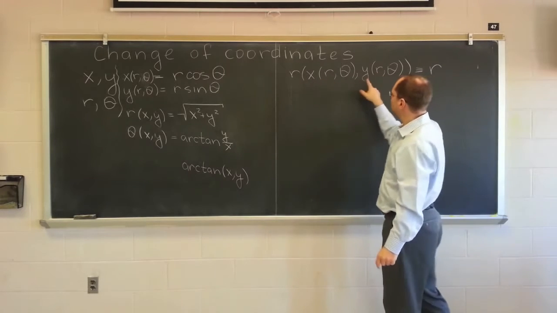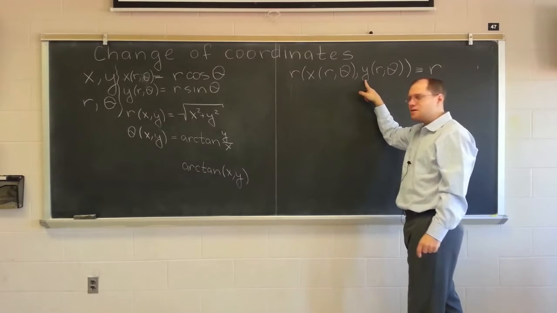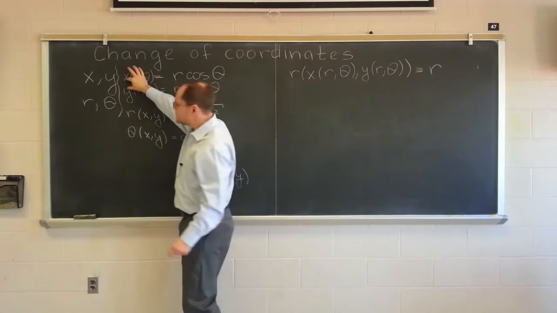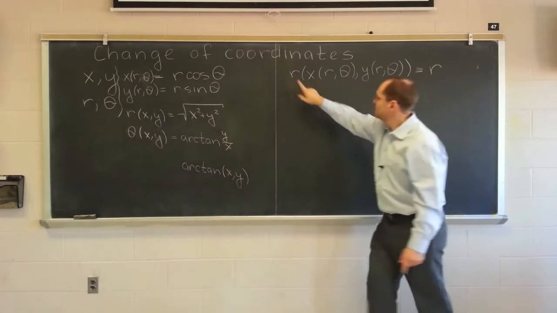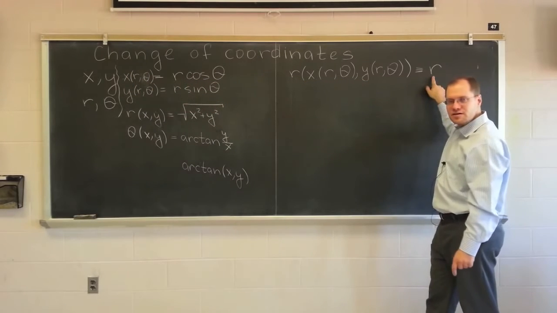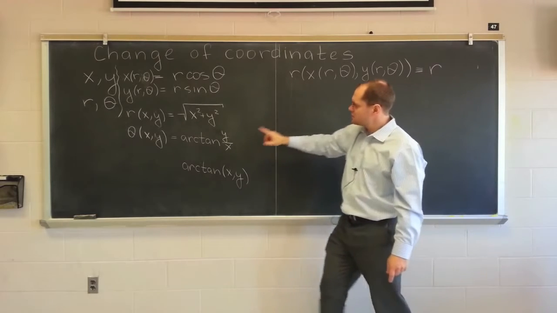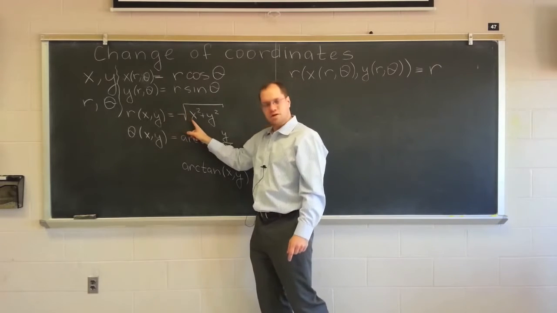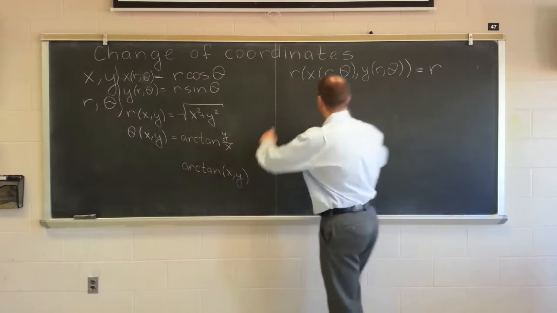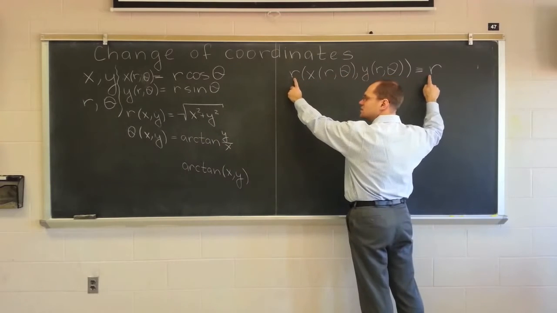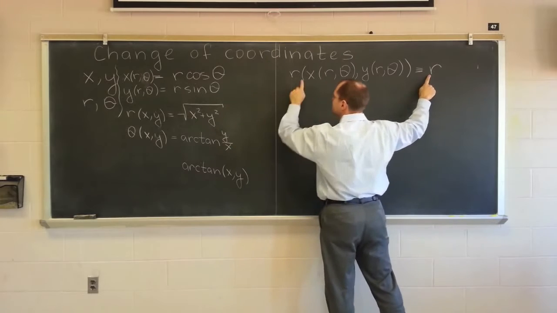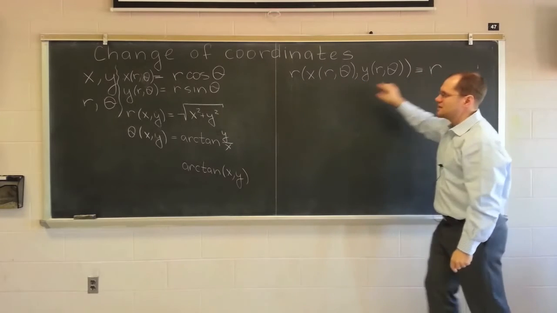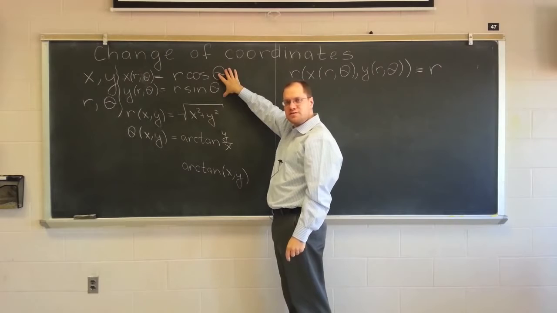However, x and y are not independent variables here. X and y denote these functions. And this r is not the same as this r. This r is a function of x and y that is square root of x squared plus y squared. So these two r's are different. This r is a function, it's this one. And this r is the independent variable from these two functions.